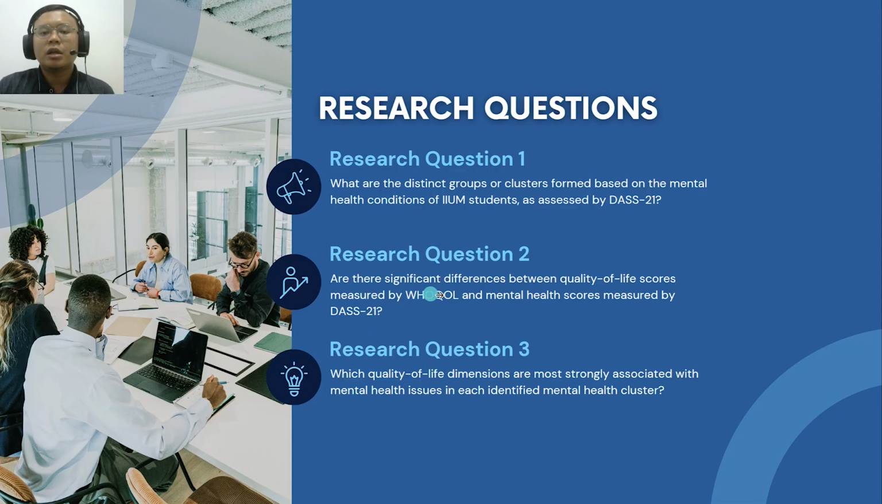What does it mean by significant differences? It is actually referring to the quality of life and also the mental health symptoms. Some studies have identified that having lower quality of life will contribute to the higher level of mental health issues experienced by the students. And then the third research question is: which quality of life dimensions are most strongly associated with mental health issues in each identified mental health cluster?